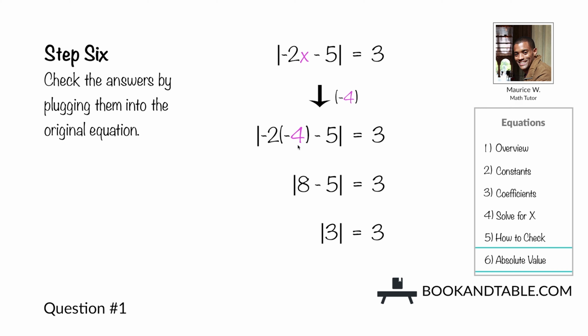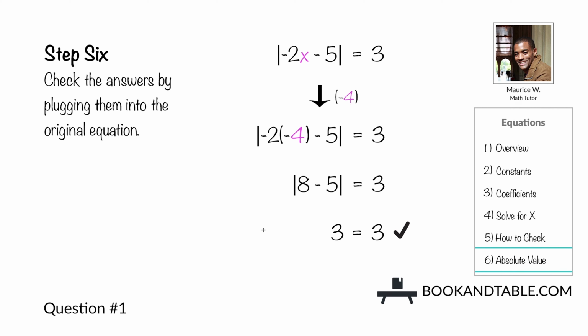Negative 2 times negative 4 is positive 8. 8 minus 5 is equal to 3. And the absolute value of 3 is 3. So we confirm that x is indeed equal to negative 4.